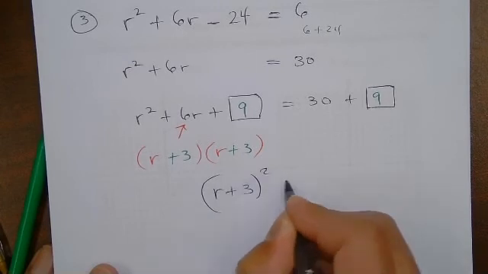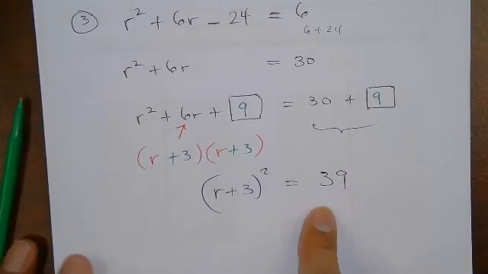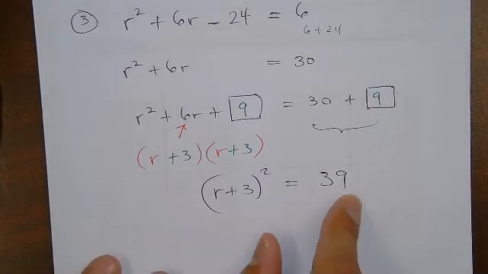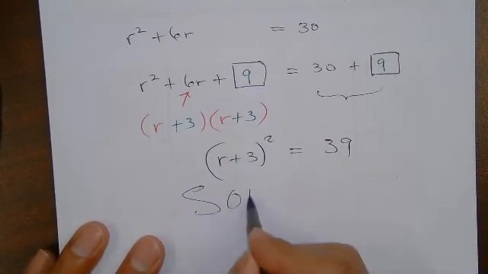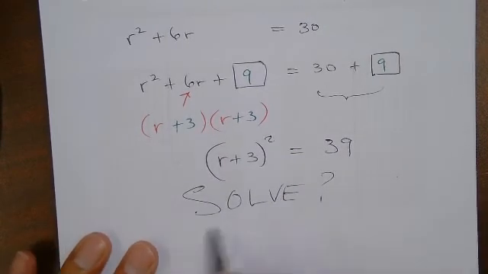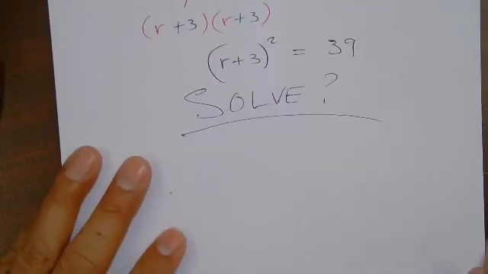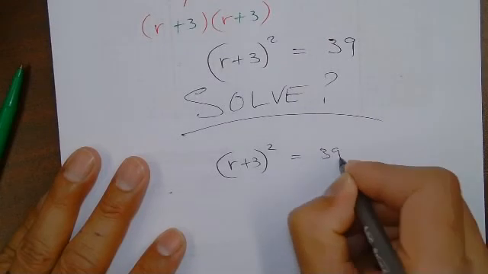All right. So we made this work out on this side. This is going to be R plus 3 squared equals what? 39. See, you're not going to get a perfect square number over here anymore. But this is where we want the problem to be. The square here and a number over here. How do you solve this? That's what's next. How do you solve it?